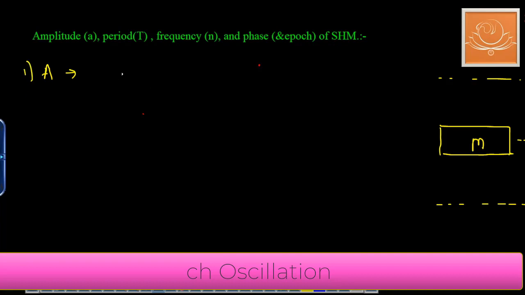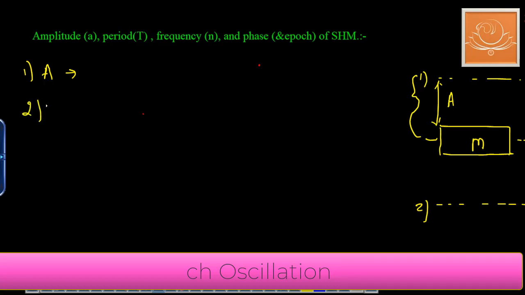Now see, first, amplitude A is nothing but the maximum displacement of this particle from mean position. The maximum displacement is up to this point. This distance is called the amplitude A. That means the maximum displacement from mean position is equal to amplitude. The SI unit of amplitude is the meter because it is a displacement.